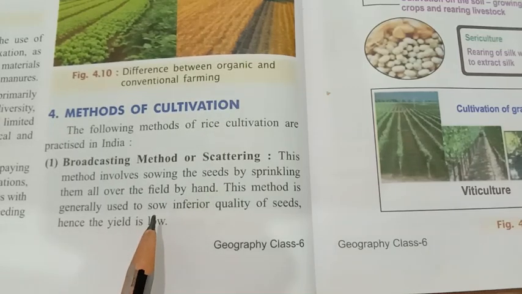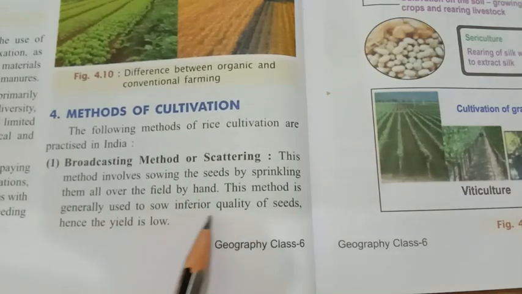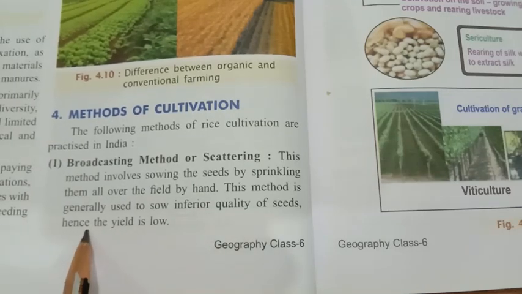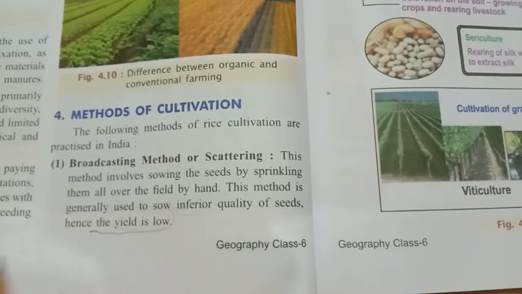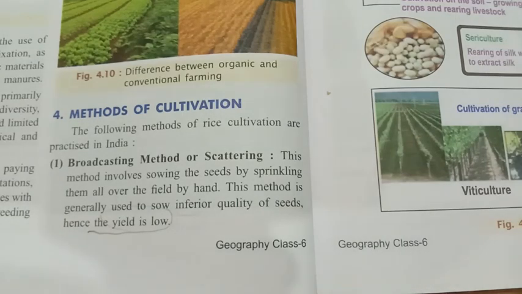In that type of method, we use inferior quality seed. Inferior means not cheap quality, not very good. So inferior quality seeds are used, and since the quality of seed is not good, the production is also low, the yield is also low. So this is the broadcasting method or scattering method. Let's move to the next.